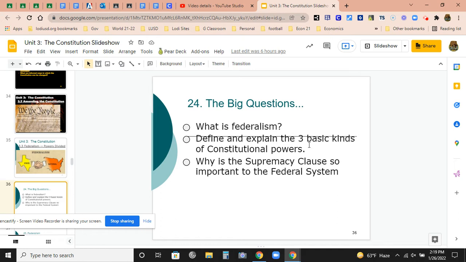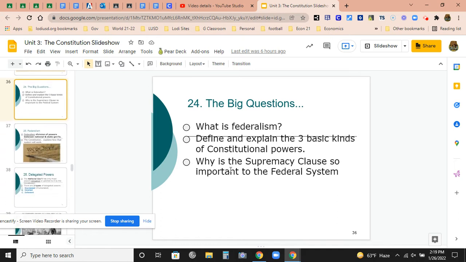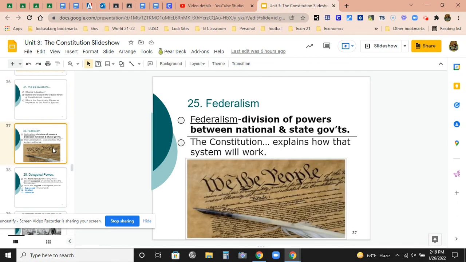Define and explain the three basic kinds of constitutional powers. Okay. Why is the supremacy clause so important to the federal system? Because for the central government, there has to be some kind of order, and the central government is supreme to the state governments. All right. Division of power between national and state governments, that's what federalism is.